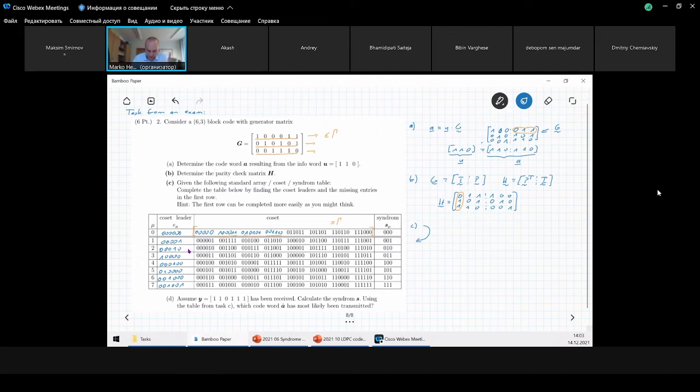And it's exactly the same with our syndrome table here. We have many error patterns that could cause the same syndrome. We just ask for the most likely one.